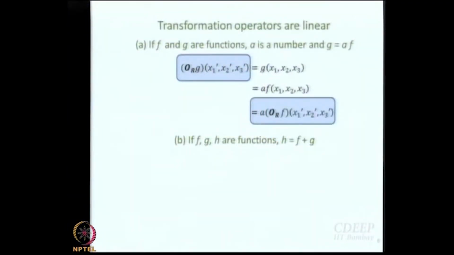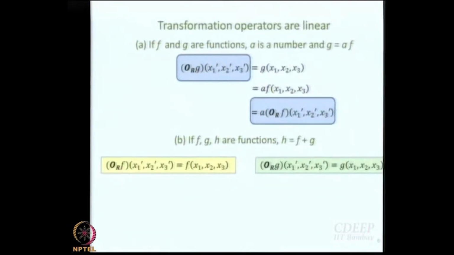Okay, let us take the more interesting example, F, G and H. I think you will allow me to write this pair of equations. OR F in the transformed coordinate system is equal to F in the original coordinate system, and then OR G in the transformed coordinate system is equal to G in the original coordinate system, right. So far so good.